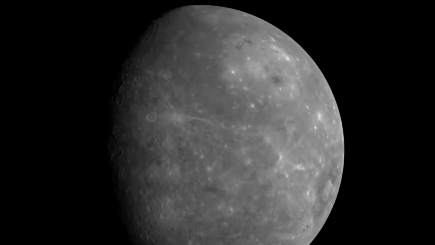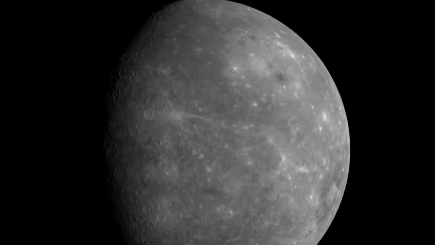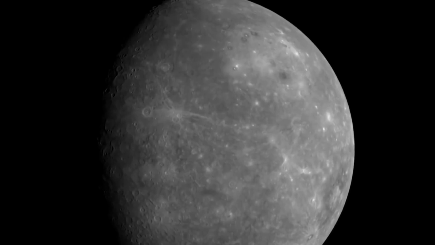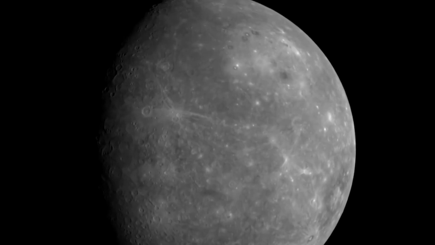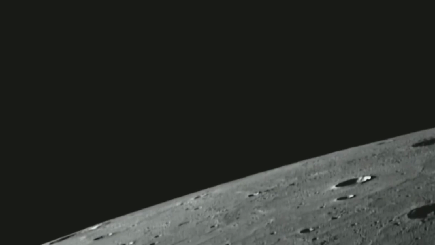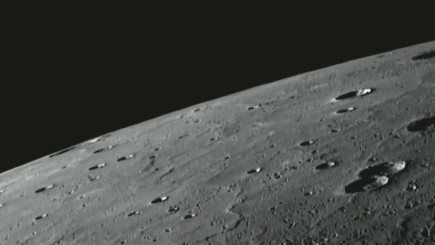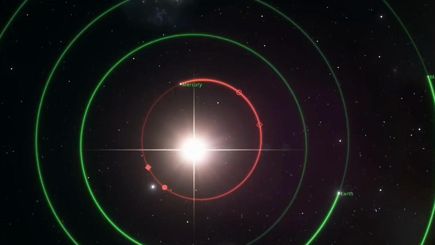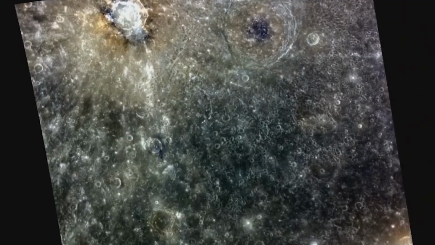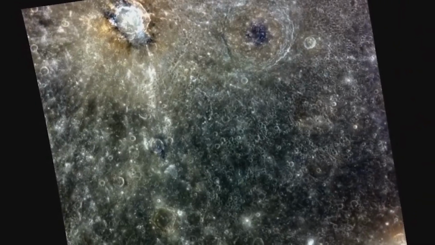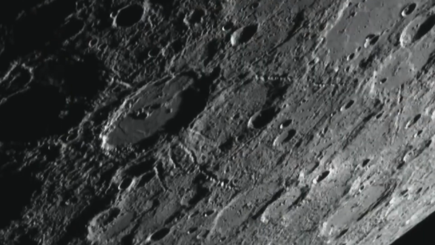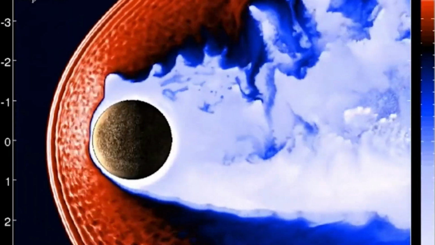Mercury is composed of approximately 70% metallic material and 30% silicate rock, making it far more metal-rich than most other planets. This composition gives Mercury an unusually high density. It is the second densest planet in the solar system, with an average density of about 5.4 grams per cubic centimeter, only slightly less than Earth's density of about 5.5 grams per cubic centimeter.